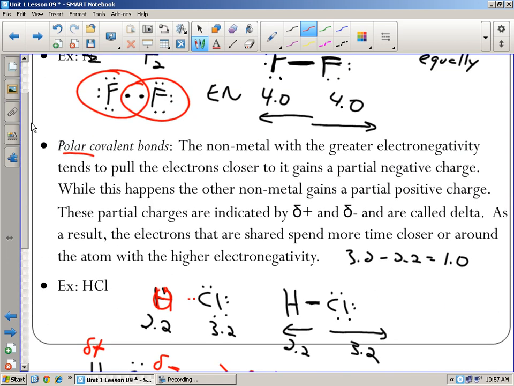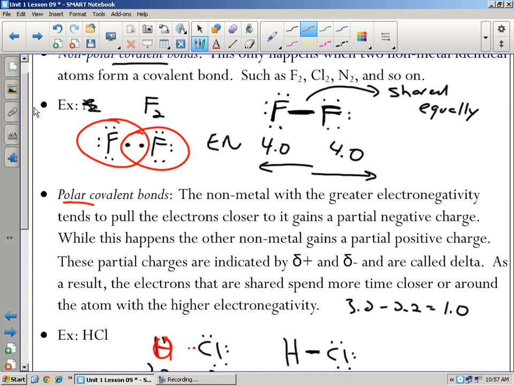This one here, look, 4.0, 4.0, they're sharing equally. So there is no poles, which is a little bit of a lie for right now. There is no poles to this. It's neutral. Those two electrons are being shared equally. Okay? And they still are later on too. But there's a little adaptation we'll do with that. So that's nonpolar because there is no positive negative end for right now.